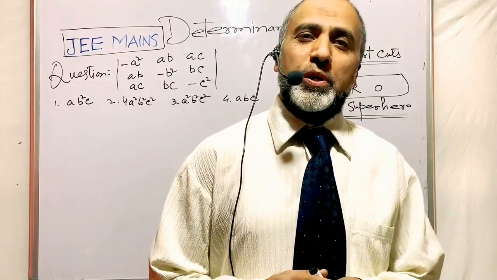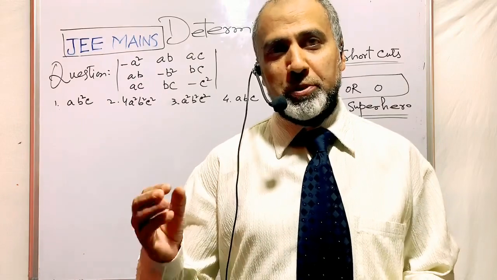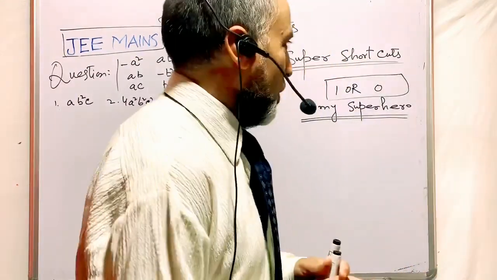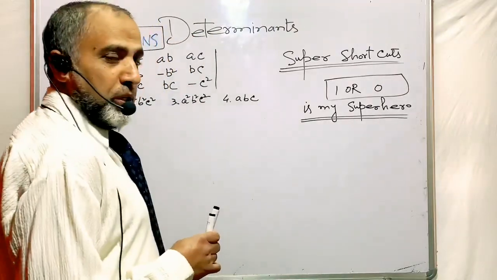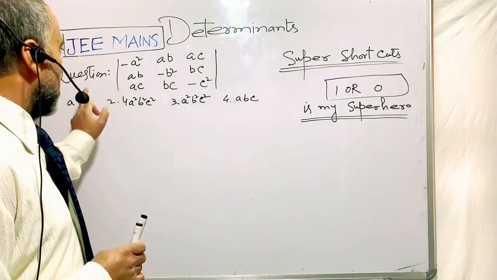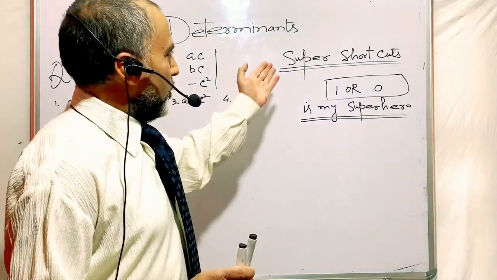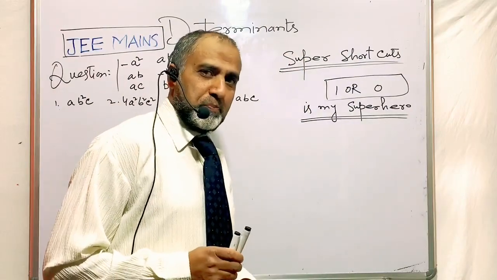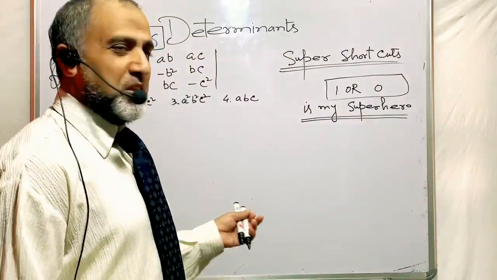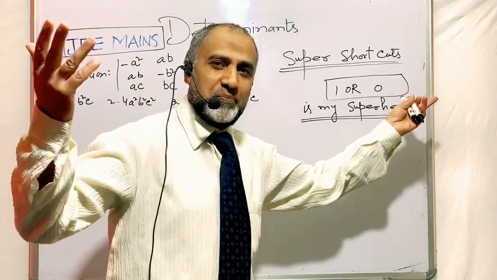Today we are going to discuss the determinants and the questions which have been usually asked in JEE. We have selected this question today. We need a solution for this, and we are provided with four options. We'll use super shortcuts here, and the method is called "1 or 0 is my superhero."